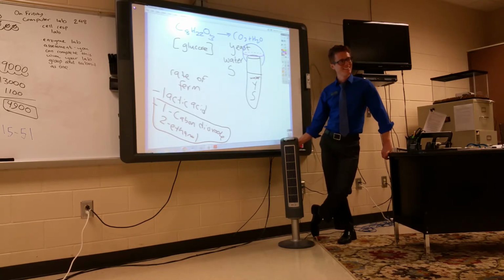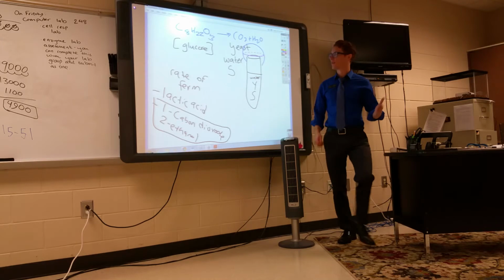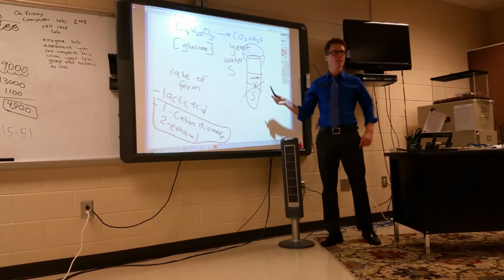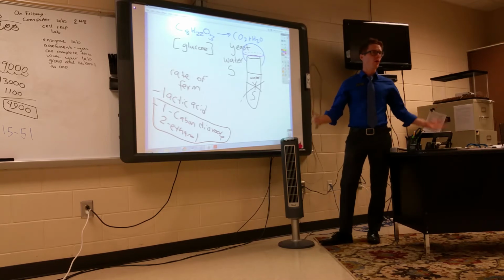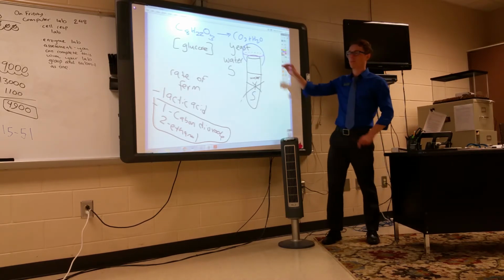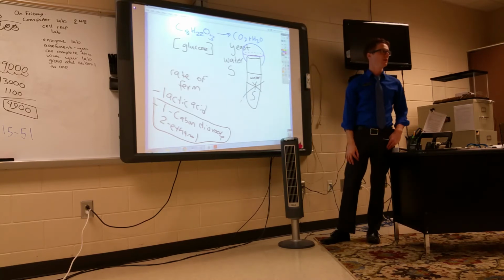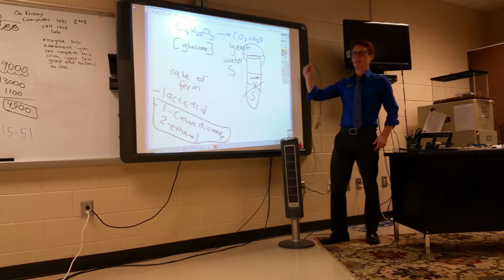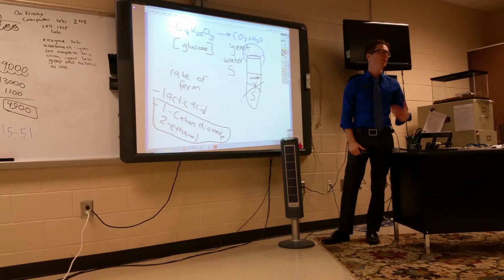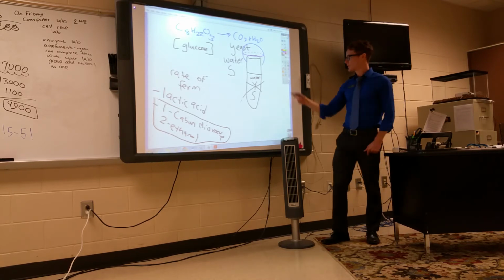What would happen if you just didn't add yeast? There, thank you. What do you think would happen if you didn't add yeast? This is the control. What would we expect to happen? Nothing. We would expect the balloon not to increase in volume. Right. So this is an experiment that ensures that yeast must be present in order for carbon dioxide to be produced.